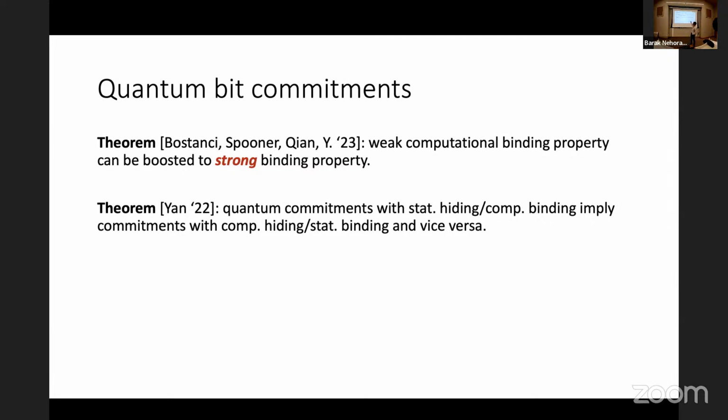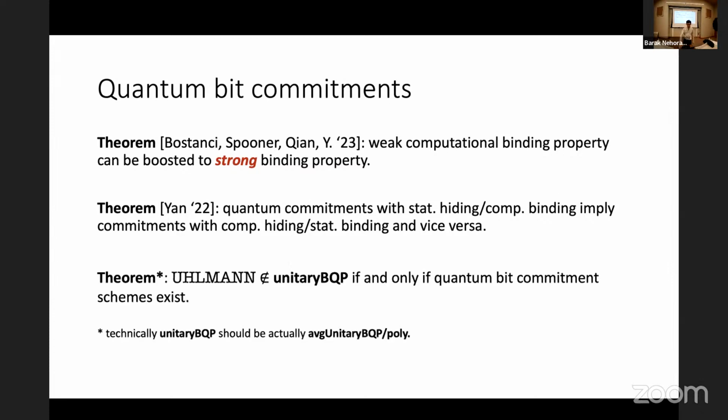Furthermore, there's also prior work that shows that these quantum commitment schemes, and you can have these different flavors of, are you assuming that the hiding property is statistical and the binding property is computational, or vice versa? These two flavors of quantum commitments are equivalent, so you can, in a black box way, transform one to the other. So that sort of says that all commitment schemes are roughly equivalent.